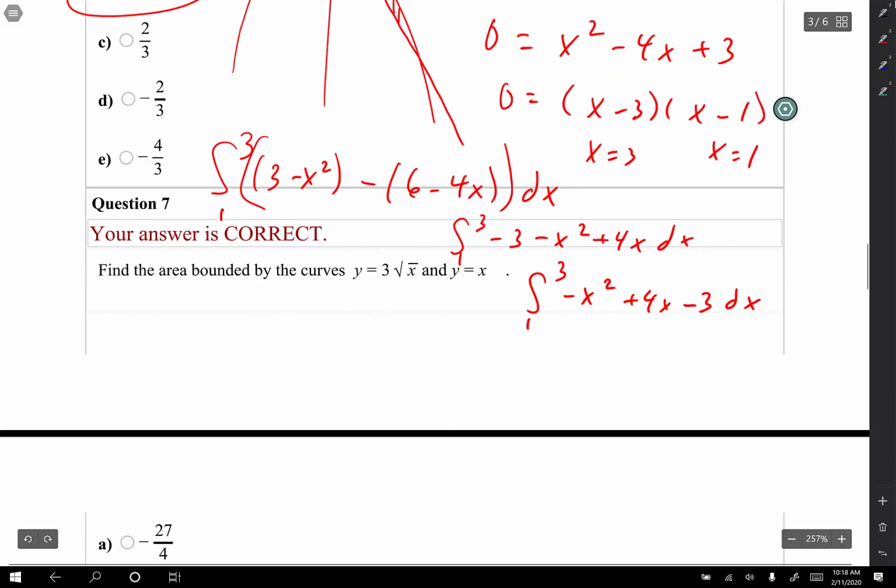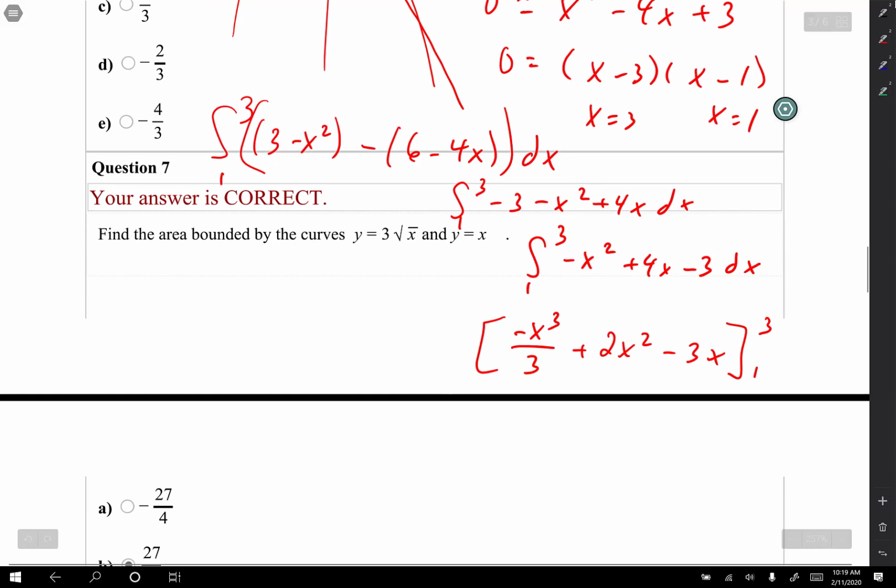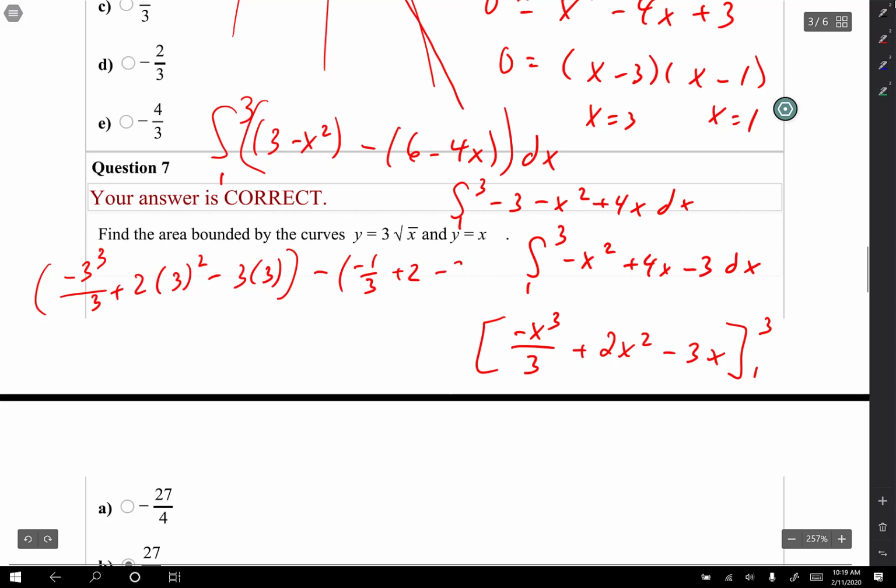So here we go. Antiderivative, negative x cubed over 3 plus 4x squared divided by 2. So that's going to be 2x squared minus 3x. This is from 1 to 3. So I'm going to show the 3, 1 over here. So let's see. Parenthesis, negative 3 cubed over 3 plus 2 times 3 squared minus 3 times 3 minus, and then negative 1/3 plus 2 minus 3.